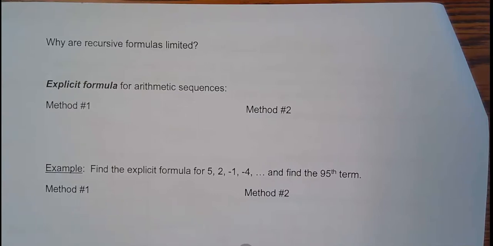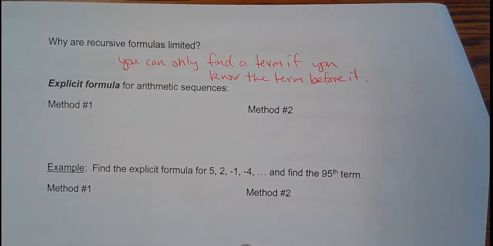So you can only find a term if you know the term before it. Meaning you can't just fast forward ahead and get whatever term you want. You have to find all the terms before it. So if you want the 100th term, well, you have to know the 99th. To know the 99th, you have to know the 98th, and so on.